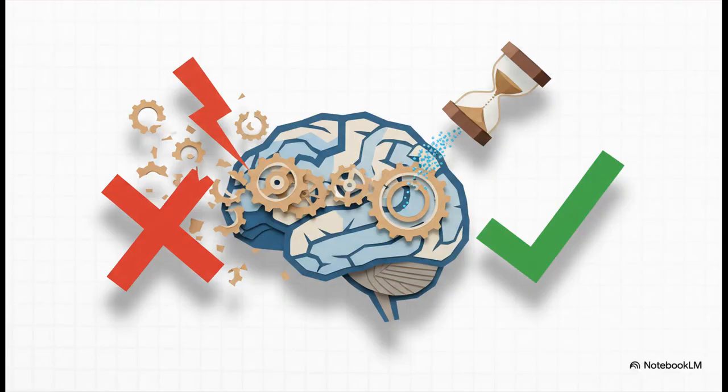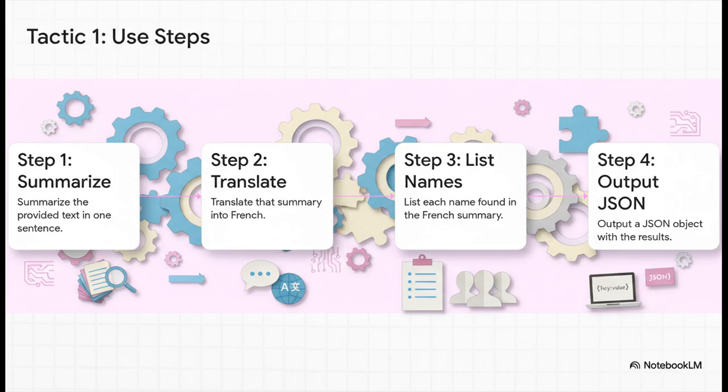I mean, think about it. If you ask someone to solve a complex math problem in their head in like 2 seconds, they're probably going to get it wrong. The same thing is true for AI. When you force it to jump to a conclusion on a complex task, you're basically asking it to guess. So the first tactic here is to stop giving the AI one giant complex task. Instead, break it down into a series of smaller, logical steps. By doing this, you're guiding the model through a chain of thought, which dramatically increases the chance it'll get the right answer in the end.